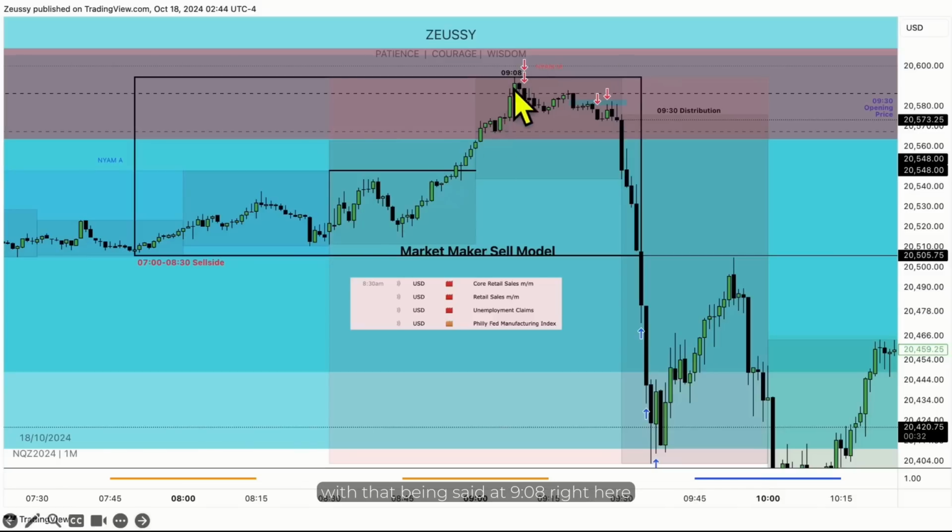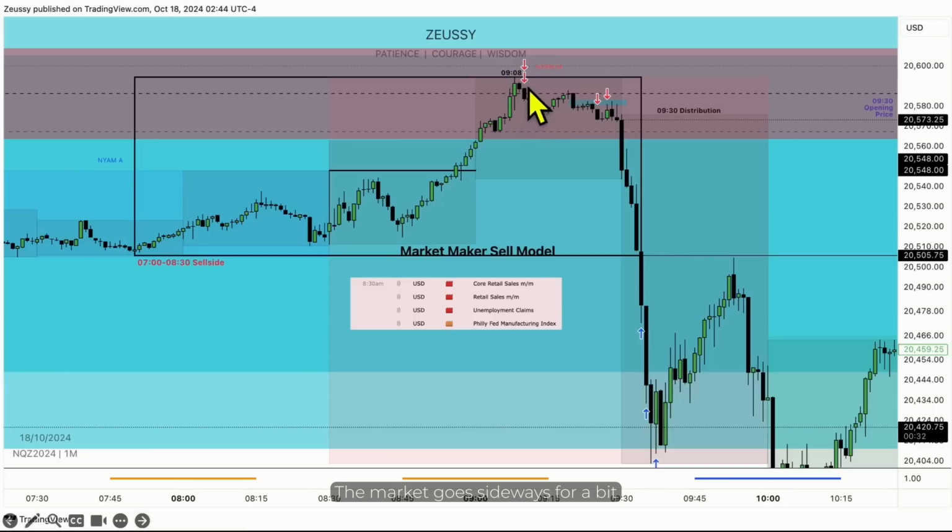But with that being said, at 9:08 right here, we formed that high and I saw the confirmations that were required for me in order to go short the moment that a change in delivery state took place. We went above the mean threshold, 50% of the down close candle right here. And when we did, notice that we then dropped below it, and that was the confirmation to me that we have formed the high of day and we were likely going to expand towards the downside.